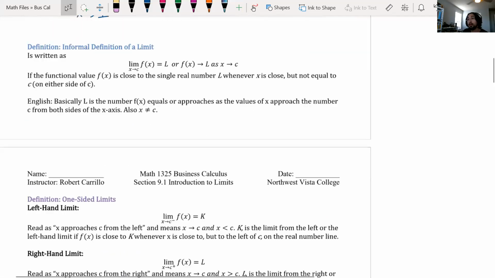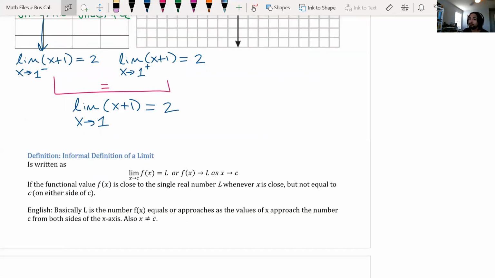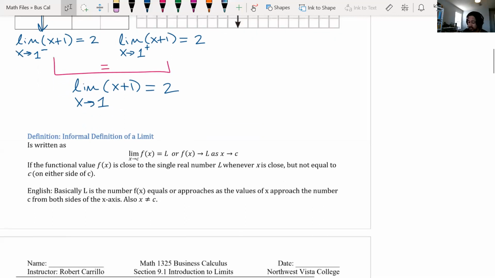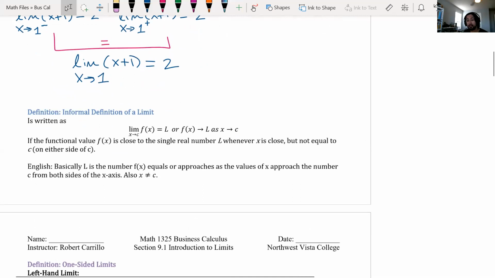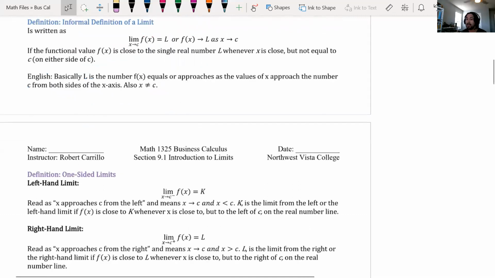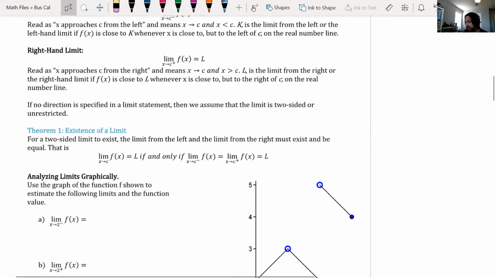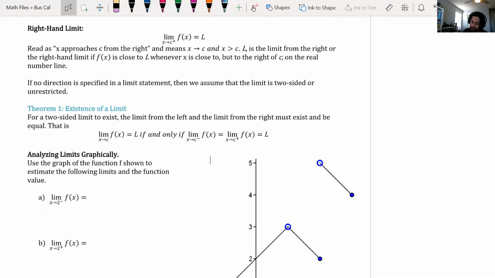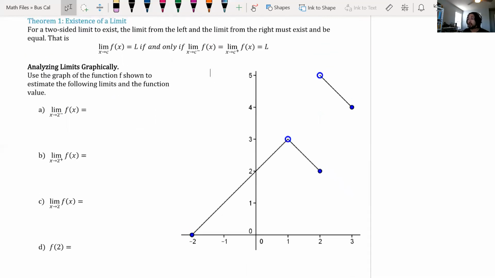Right there. Come on, laptop, keep up with me. There it is. The left-hand limit was 2. The right-hand limit was 2. Therefore, the limit from both sides is also 2. Okay, so those are definitions going over everything we just covered already. The definition of a left-hand limit, the definition of a right-hand limit, and the existence of a limit from both sides.